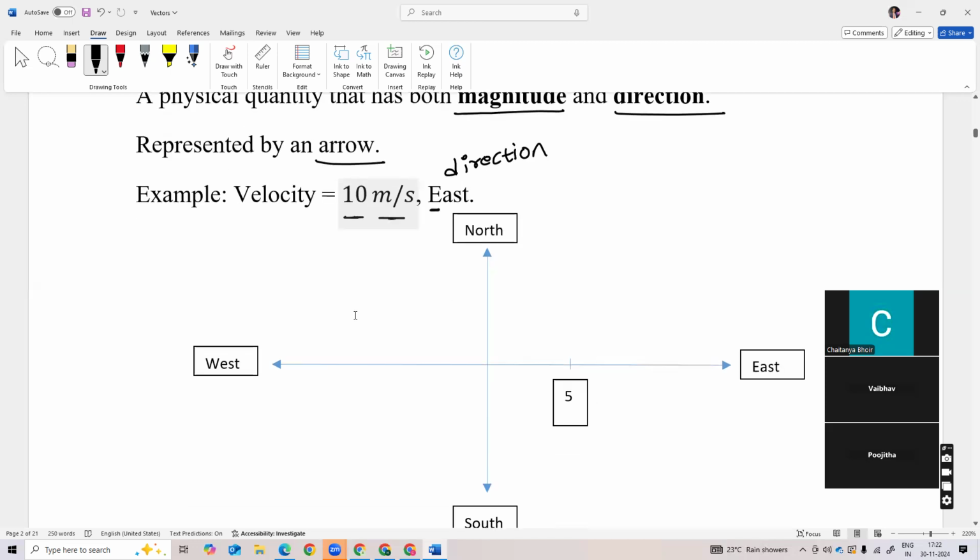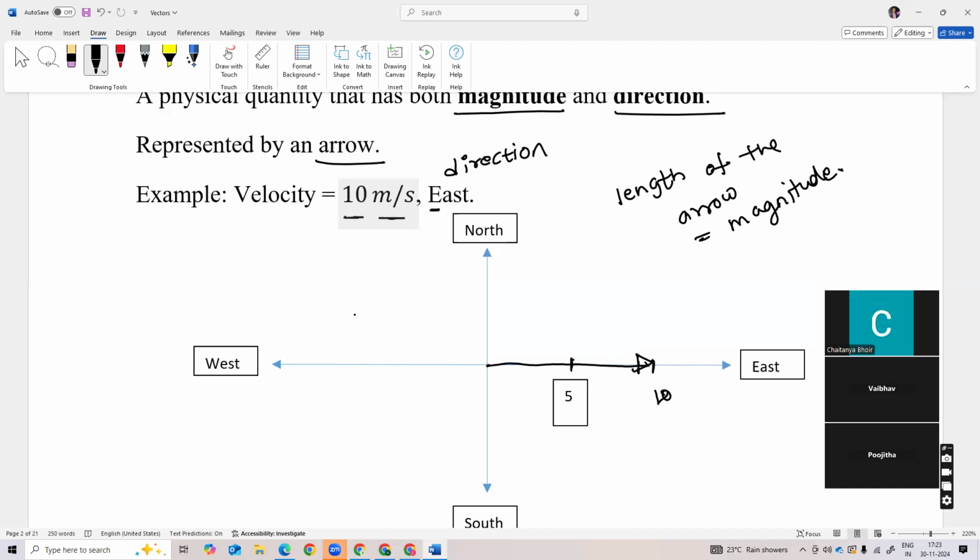So here, 10 meter per second, let's say this is the distance, which is showing 5, and let's say this is 10. So 10 meter, and this is the graph of velocity. Here 10 meter per second can be represented as an arrow with magnitude 10. Magnitude 10 is basically the length of this arrow. The length of the arrow is equal to the magnitude.